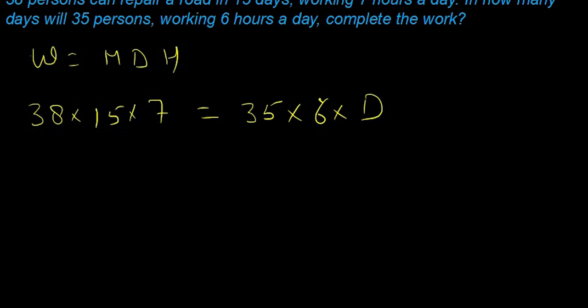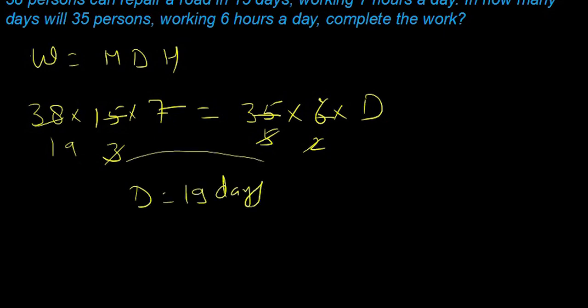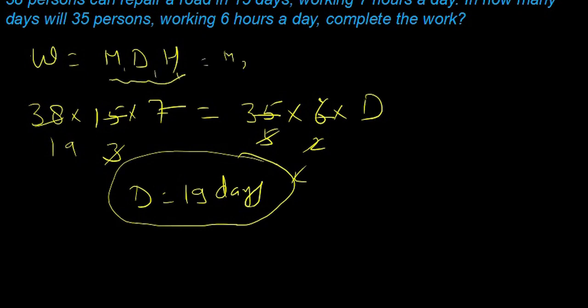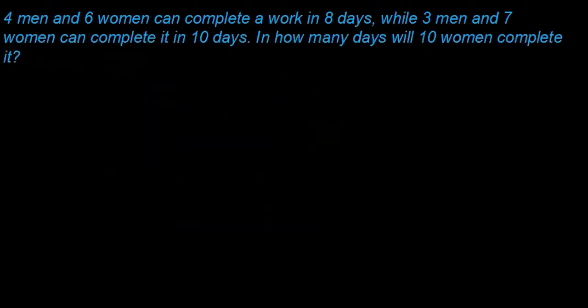So 7 5s are 35, 5 3s are 15, 3 2s are 6, and this is 19. So D is 19 days required to complete this one. So that is another example of MDH, one time of M1D1H1 equals another time of M2D2H2. Okay, let's come to the next part.